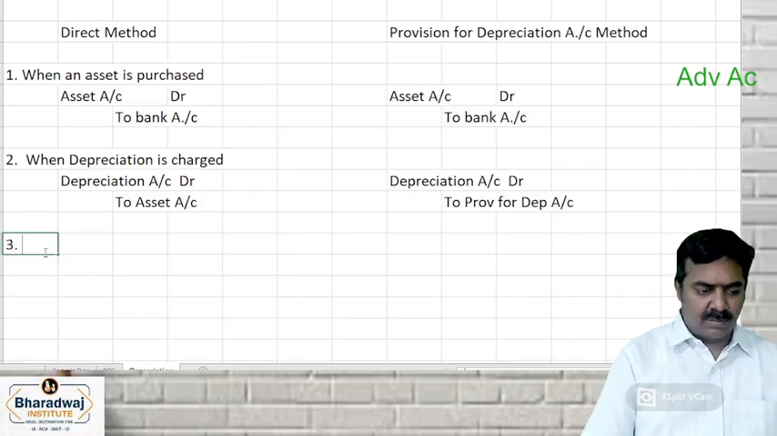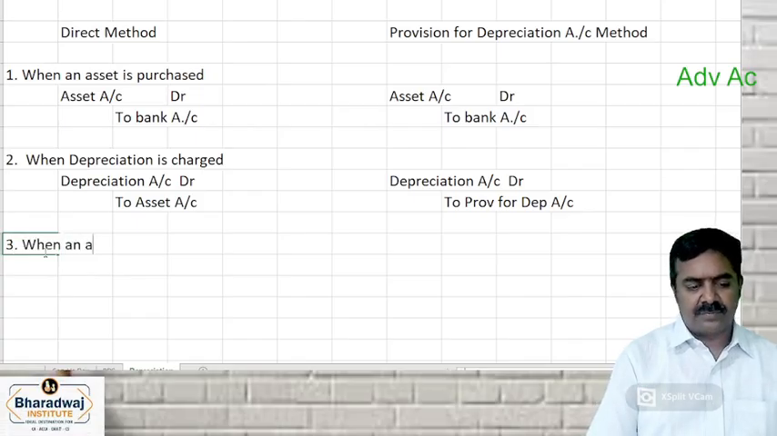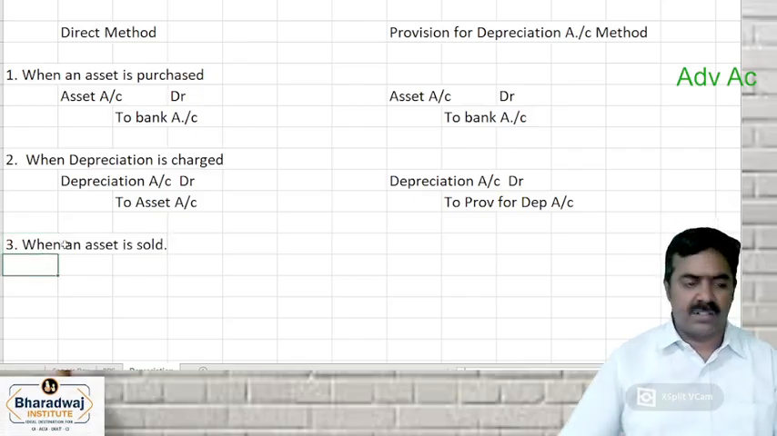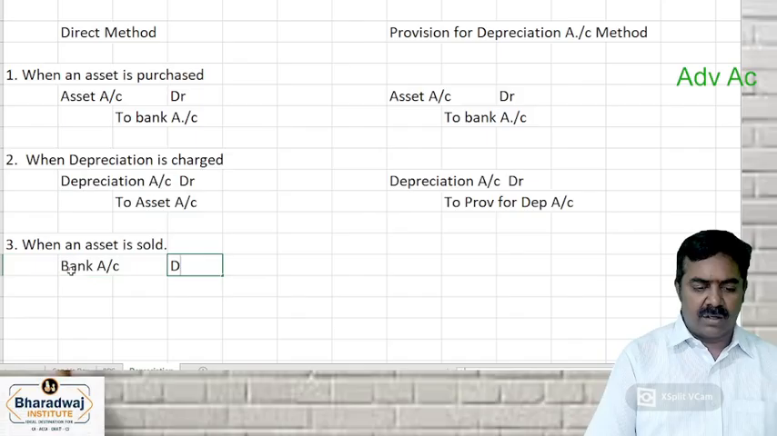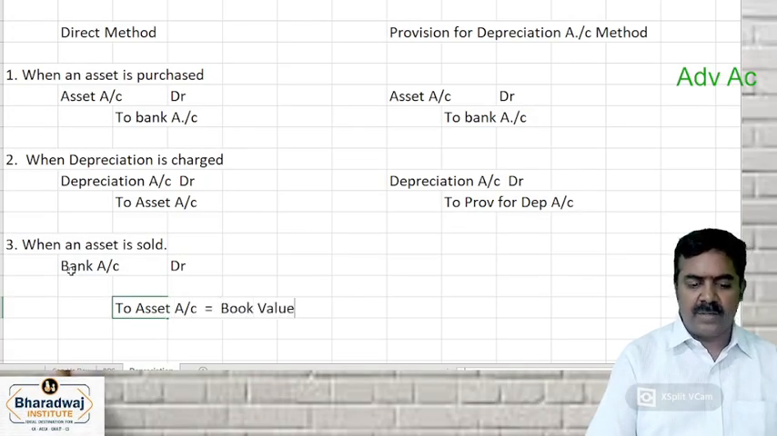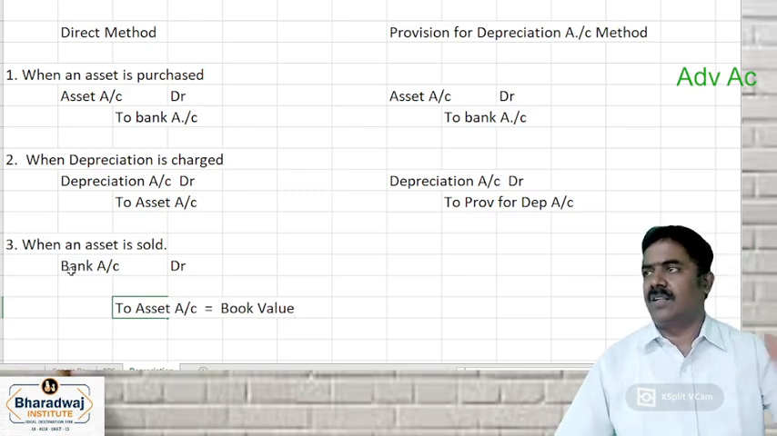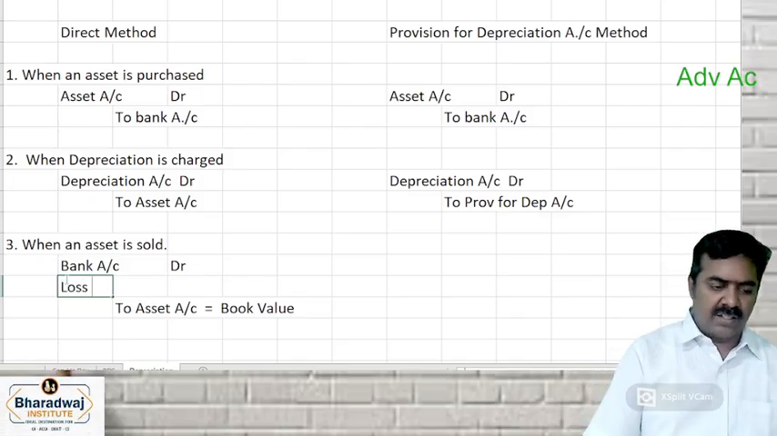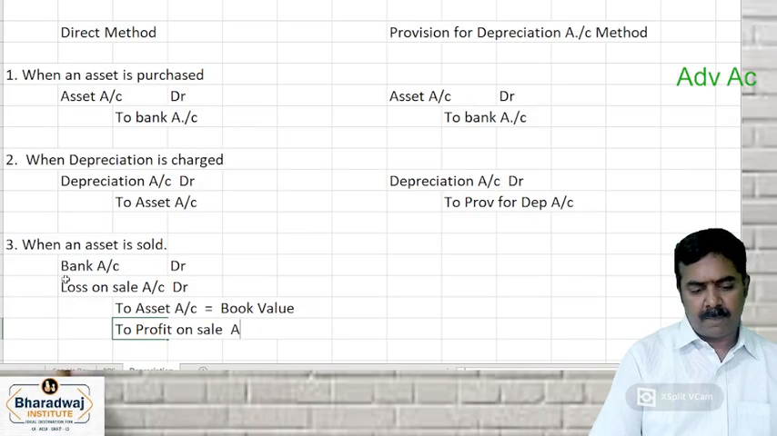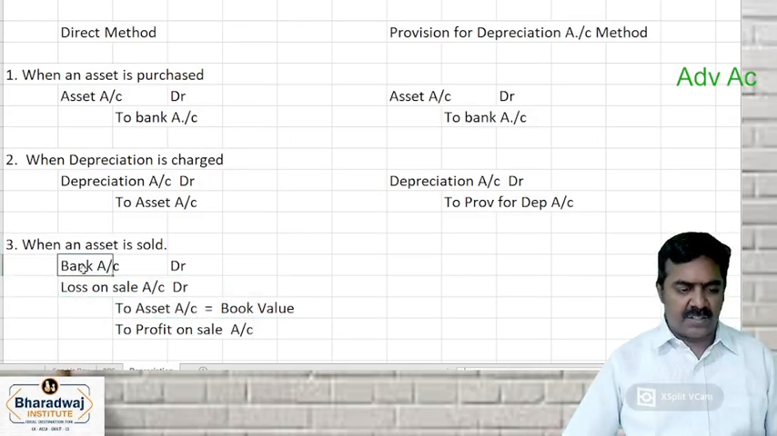Then, number 3, when an asset is sold, we charge depreciation up to the date of sale. Then, how to record the sale entry? Bank account debit to asset. This is book value. Book value means WDV, cost minus depreciation. If there is a loss, we will debit. And if there is a profit on sale also, we will credit. Loss or profit may be a balancing figure.